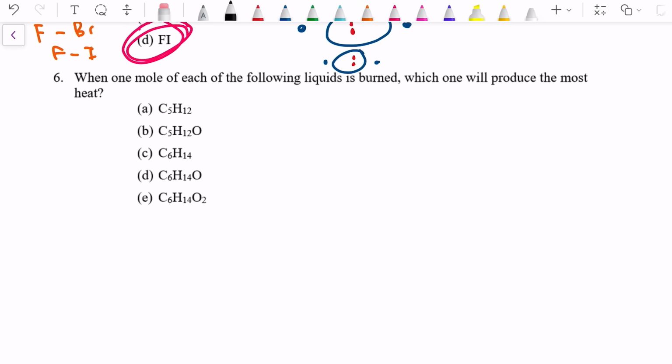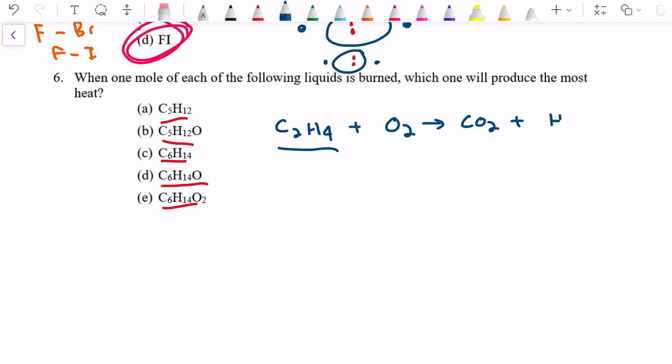Number 6, when 1 mole of each of the following liquids is burned, which one will produce the most heat? They give us some hydrocarbons, and then it looks like alcohols. So we have 2 comparisons to make. When we do combustion, your hydrocarbon is always reacting with oxygen, making carbon dioxide and water. These are always the products.